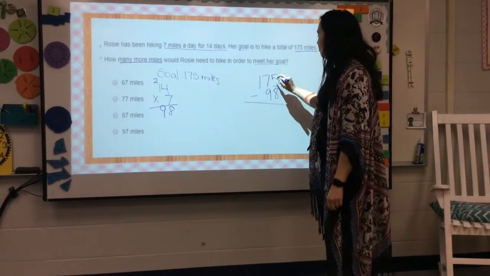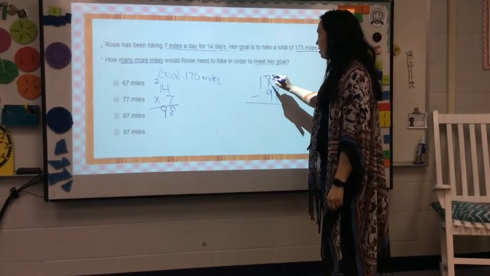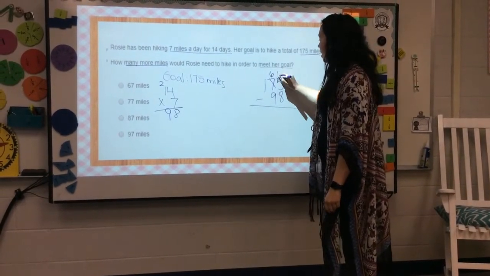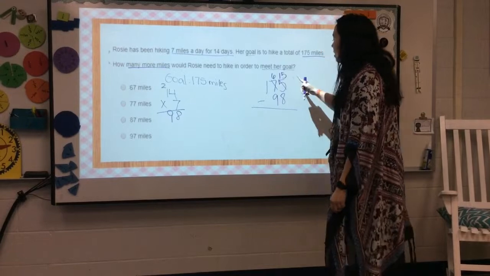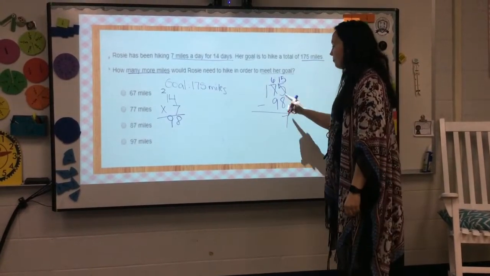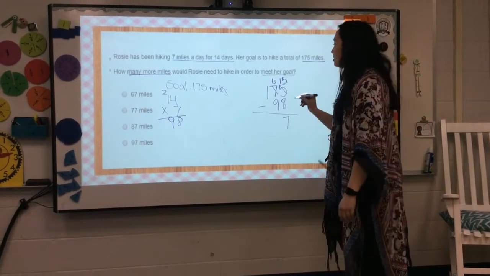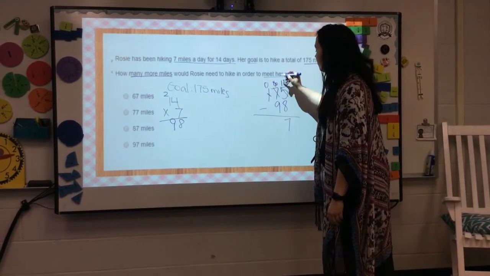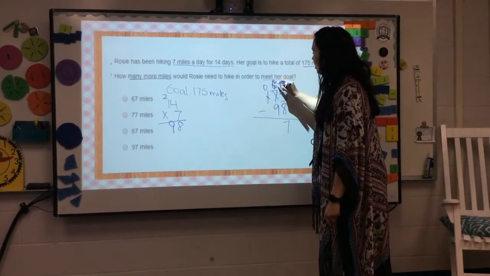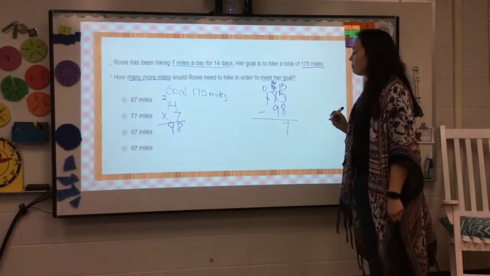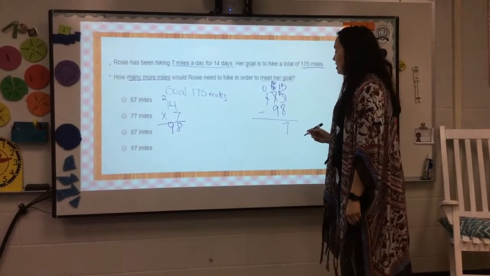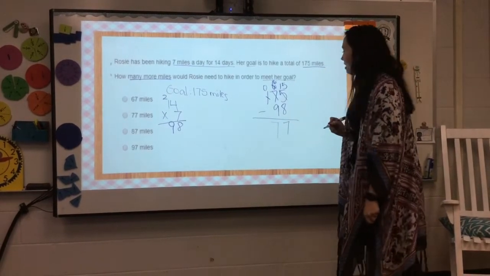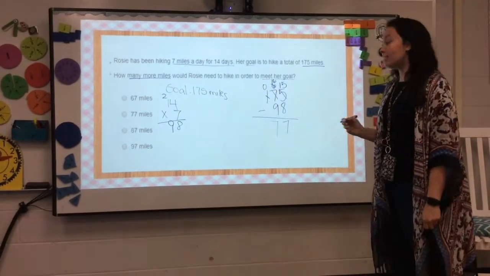We can't take 8 from 5. We have to regroup. So the 7 groups of 10 become 6 groups of 10, and this becomes 15. 15 minus 8 is 7. Then 6, again, we can't take 9 from 6, so we're going to bring this group of 100 and take that away. And now we've got 10 groups of 10, plus the 6 we already had. 16 minus 9 is 7. And our answer is 77 miles.